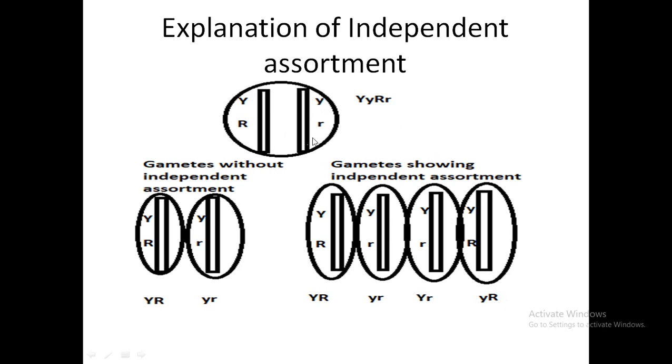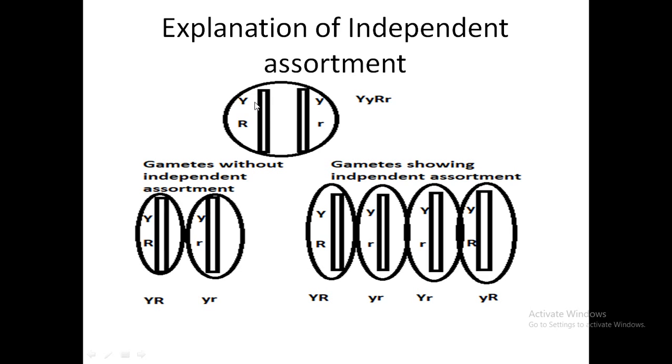So like this, because of recombination, because of this crossing over phenomenon, four different types of gametes are produced. Two are parental, meaning they don't undergo recombination. Only these two gametes are parental types. And if recombination occurs, then these alleles are exchanged.